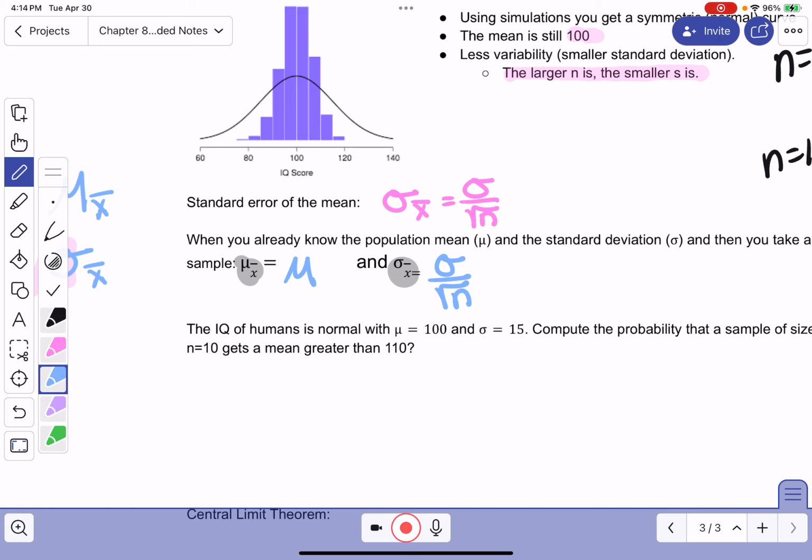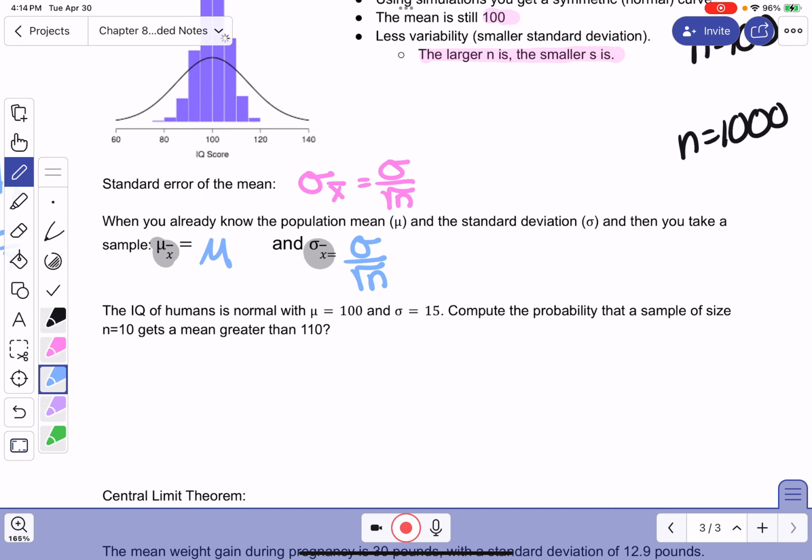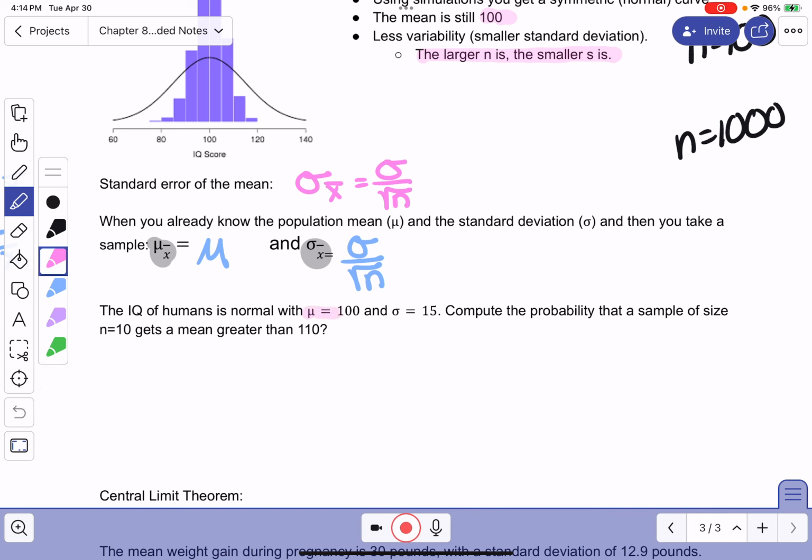Now your hint on your tests and such is, you'll have a question that says, what is the standard error of the mean? And then the next couple, you're going to use it. In reality, it's when you're given the population information and then asked about the probability of a sample. When you have both things, that's when you use the standard error.